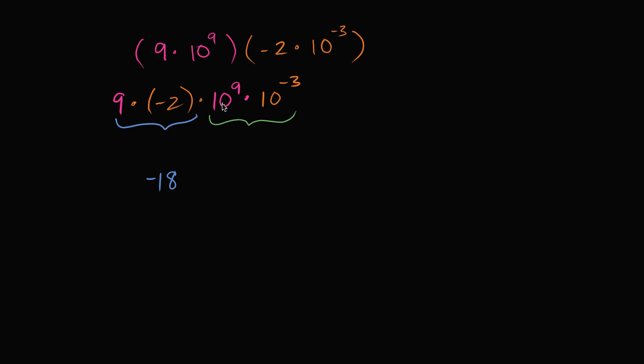Well, if I have a number raised to some exponent times that same number, I have the same base for both of these, times that same number raised to another exponent, this is going to be the same thing as that base raised to the sum of these exponents. This comes straight out of our exponent properties. So this is going to be 10 to the 9 plus negative 3 power.